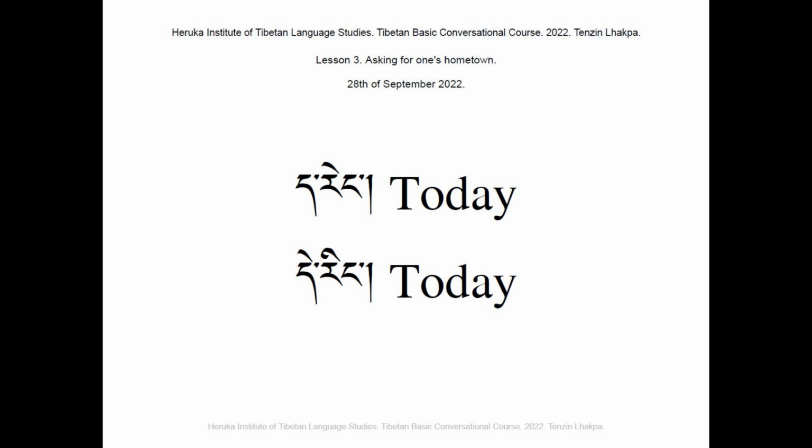So these are all correct. So you can write it in this way. So it's correct.